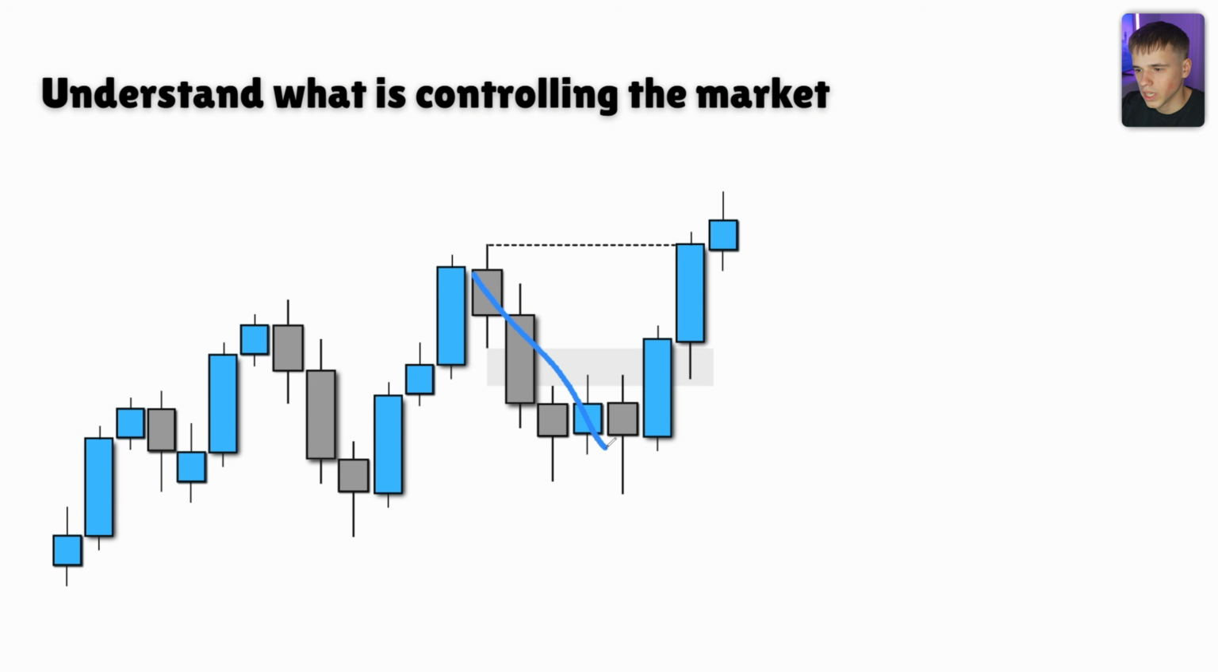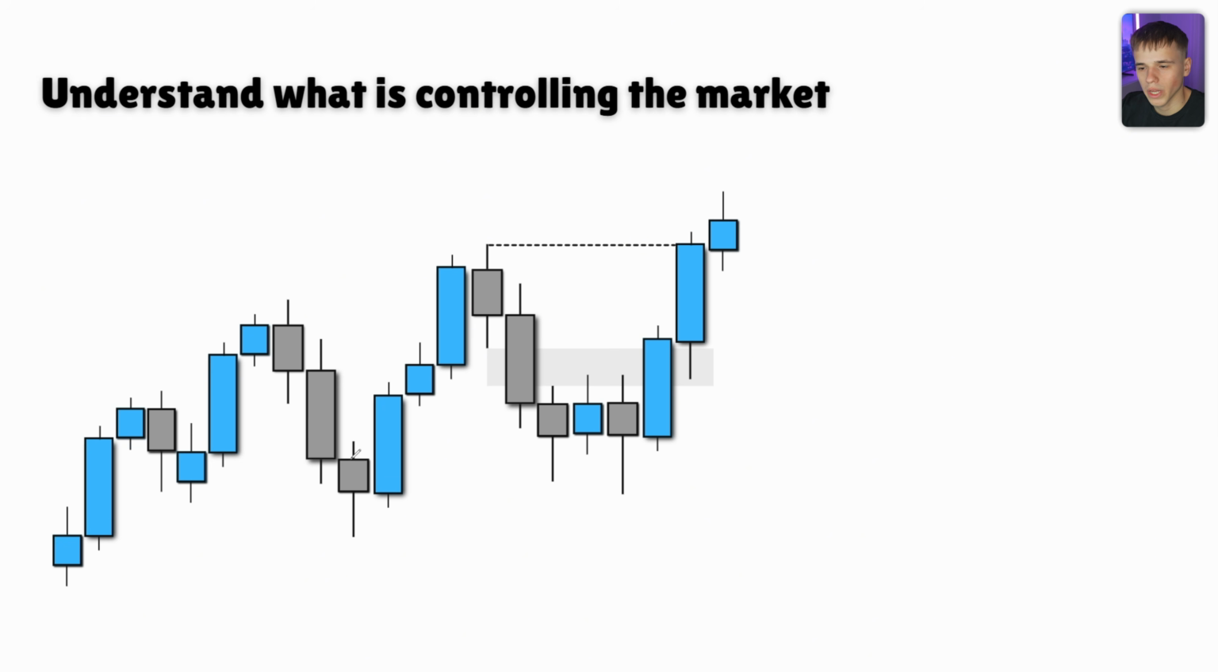Then we have one more example right here. You can see we came down, retested this fair value gap, so we respected it, and then after that we went to the upside, closed above this bearish fair value gap, and that means that we are going to go to the next high. So this is going to be really important for us, especially for the entry later on. But it is important for you to see how the market is actually either respecting or disrespecting fair value gaps.